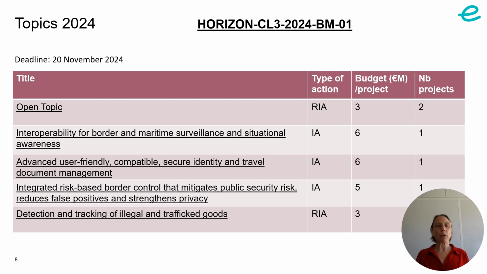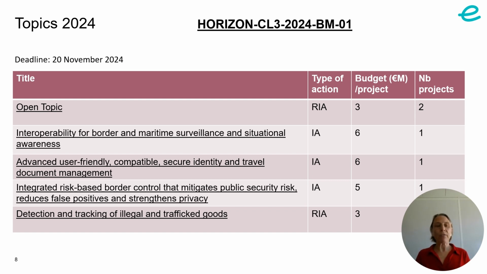The third topic is about advanced, user-friendly, compatible, secure identity and travel document management. It's for border checks and type 1 and type 2 travel credentials. Then topic 4, integrated risk-based border control that mitigates public security risk, reduces false positives, and strengthens privacy. Here you should develop a system that helps authorities to use the resources where they are most needed. And international transport operators are welcome, but not mandatory.